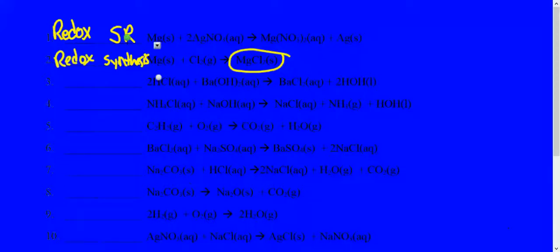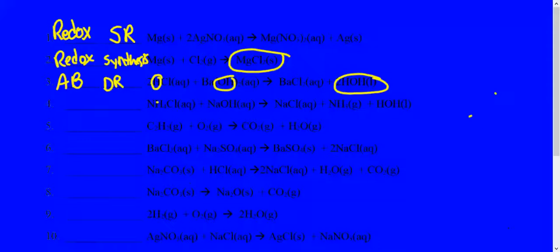The next one, HCl plus barium hydroxide. There are a couple of clues here that it is acid base. Clues are one, hydrogen and hydroxide, and then your products are water and a salt. So that is a double replacement acid base.